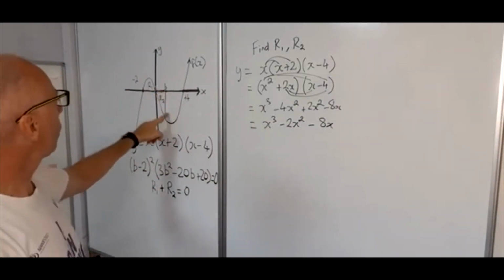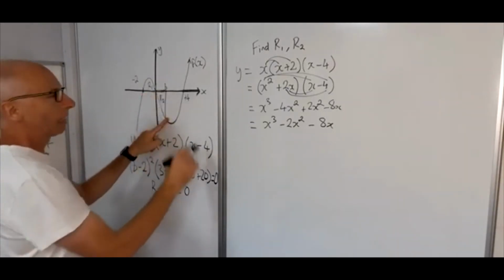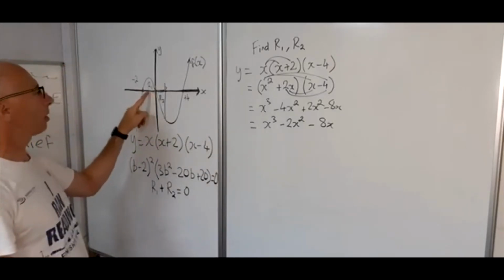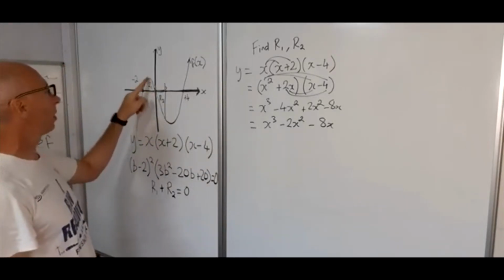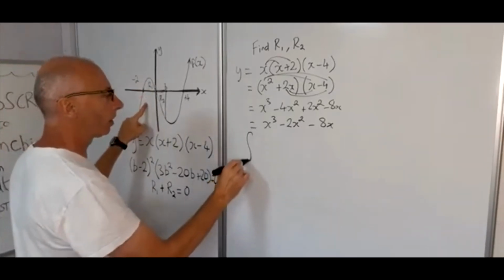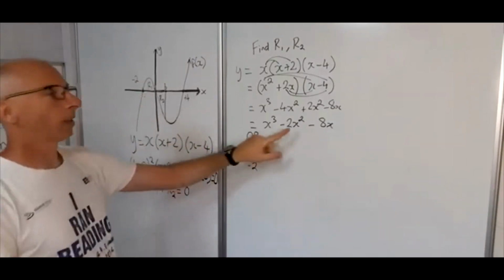Okay, now this region here we don't know. We just know that the end of this region is B. So we've got 0, but we've got B, so we can't put that in an integral. But we know these two points here are minus 2 and 0, and we know the function of this curve. So we can take the integral from minus 2 to 0 of this function.